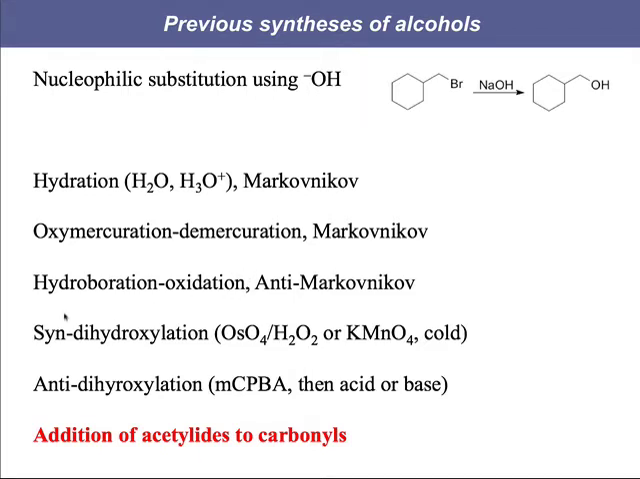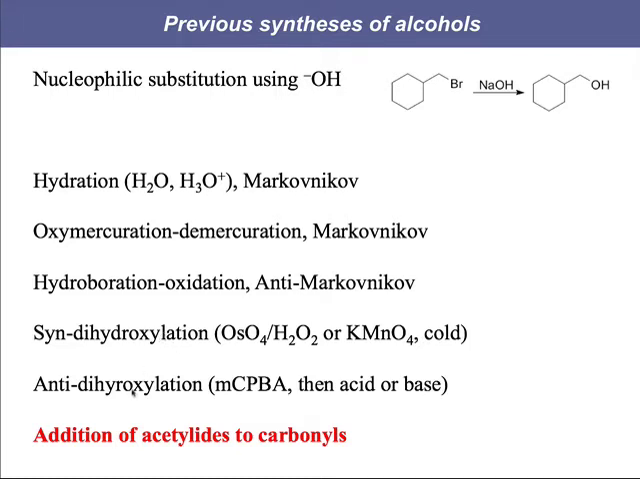We did syn dihydroxylation, which was OsO4, osmium tetroxide, and hydrogen peroxide, or KMnO4 cold, neutral conditions. We also did anti-dihydroxylation, where we first made an epoxide by using MCPBA, and then we opened the epoxide under acidic conditions or basic conditions, and that gave us anti-diols. So all of these 5 methods for making alcohols were based on alkene chemistry.